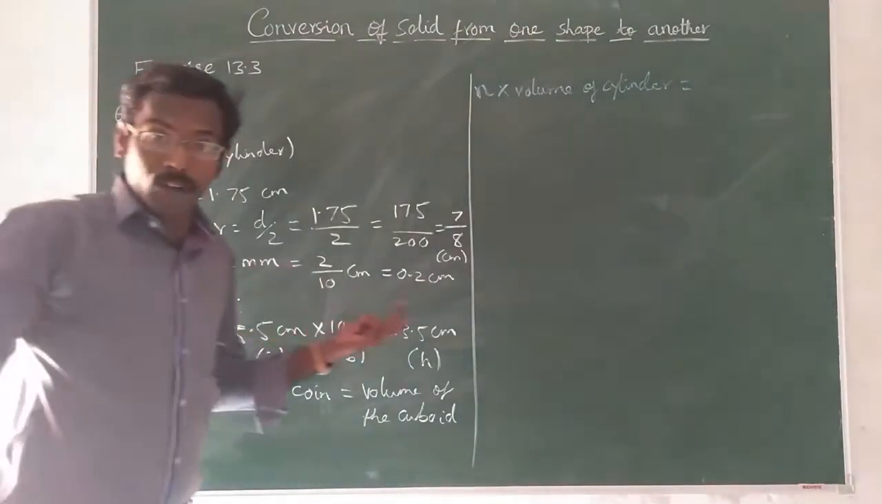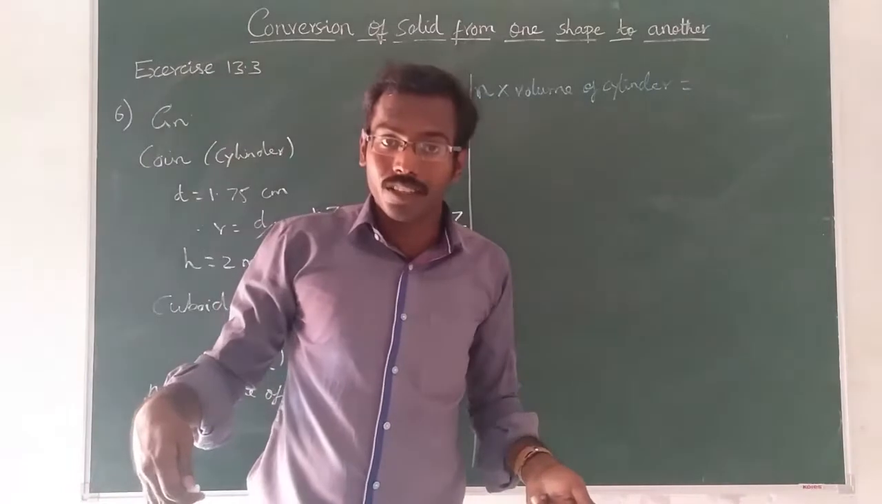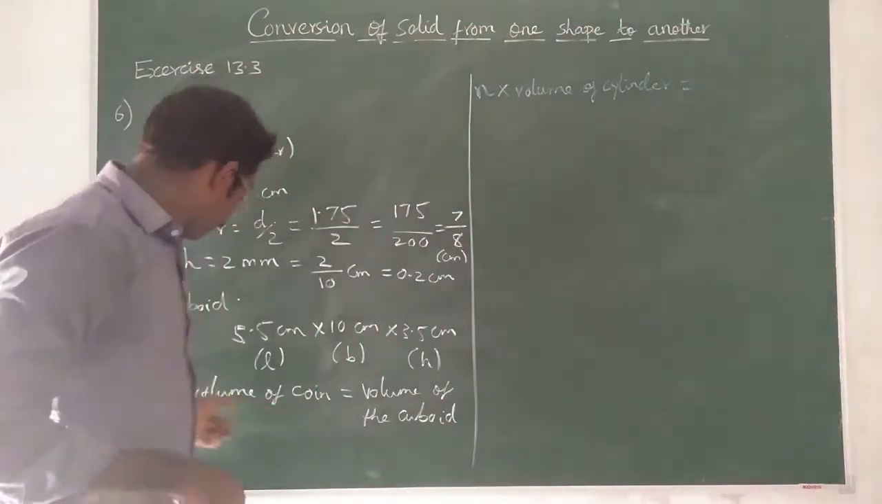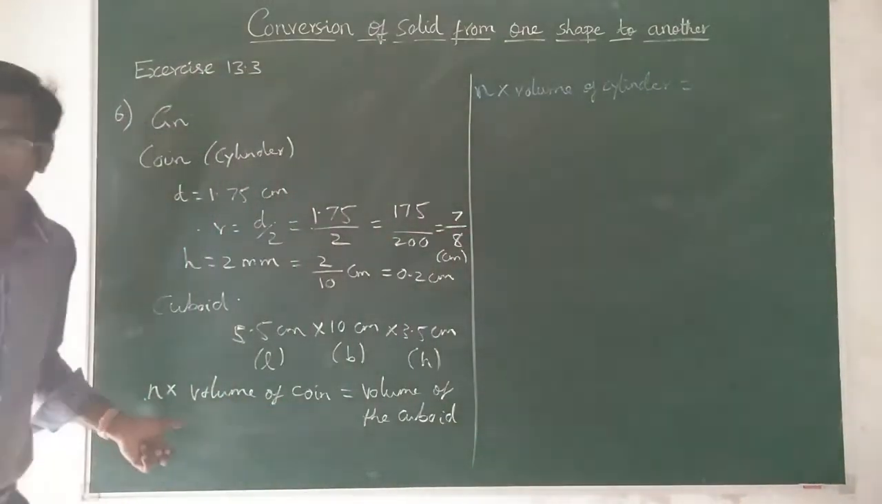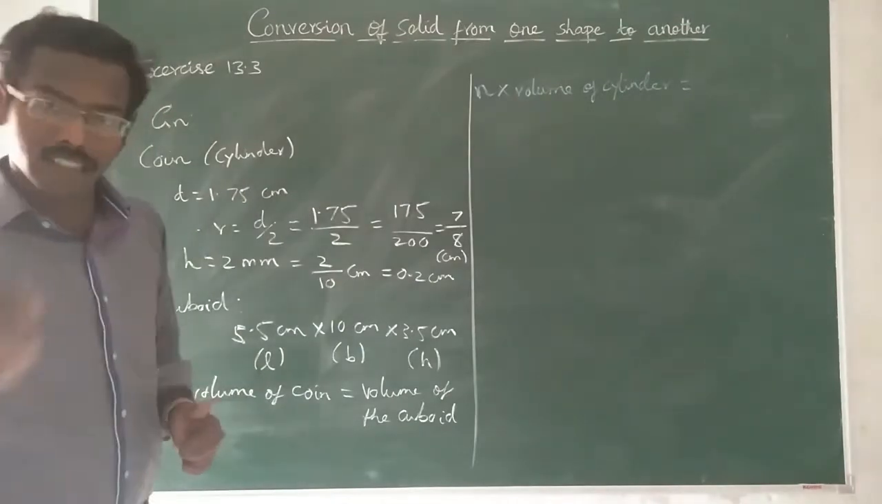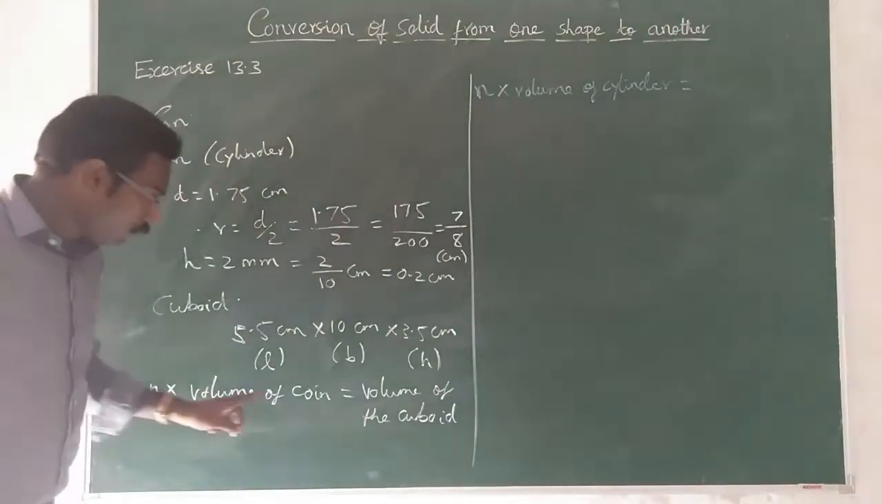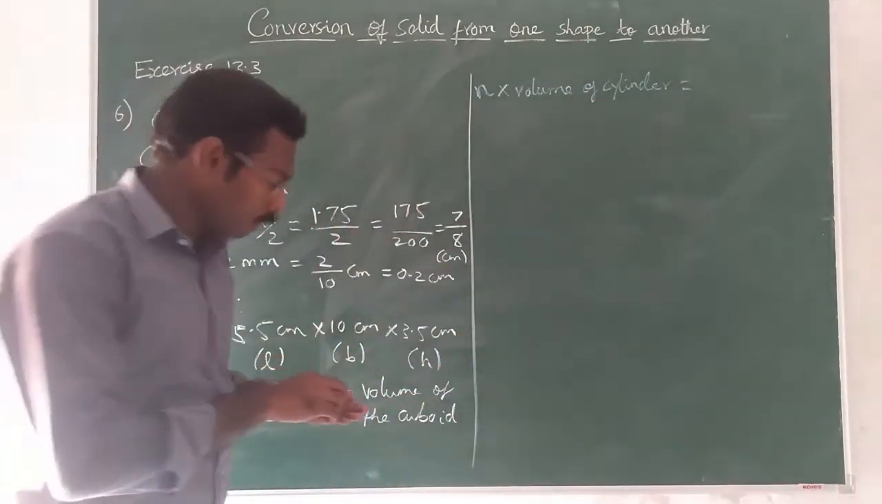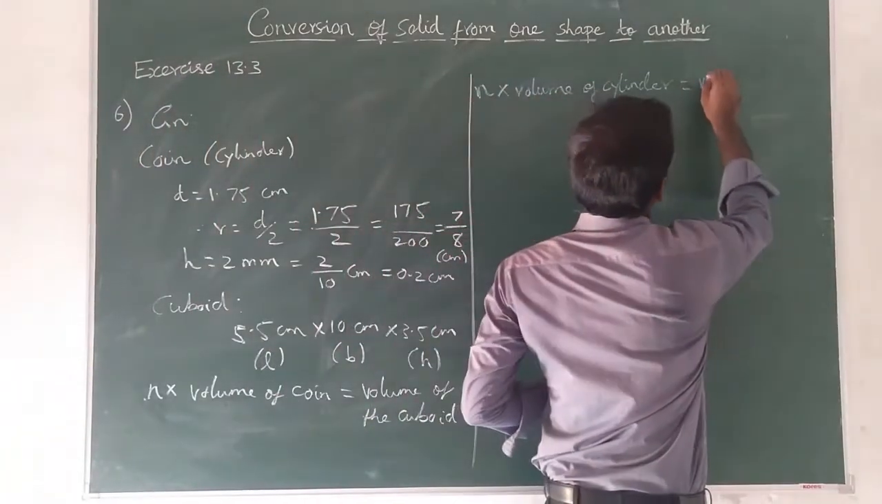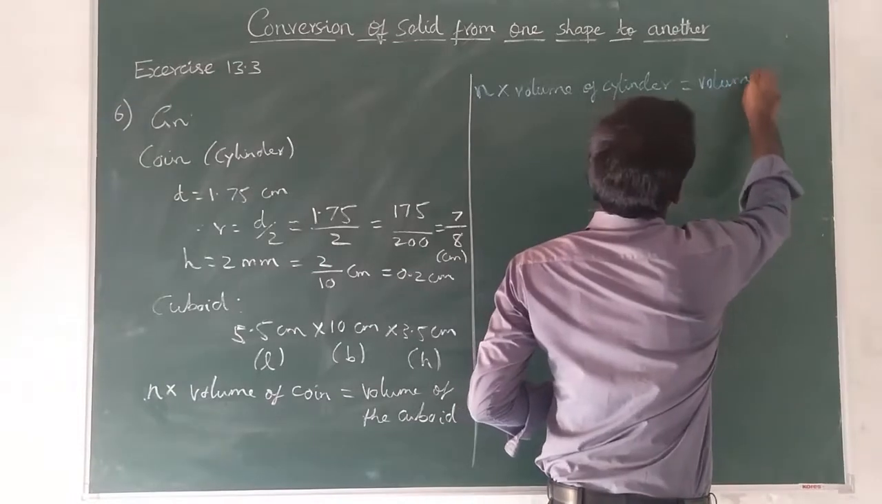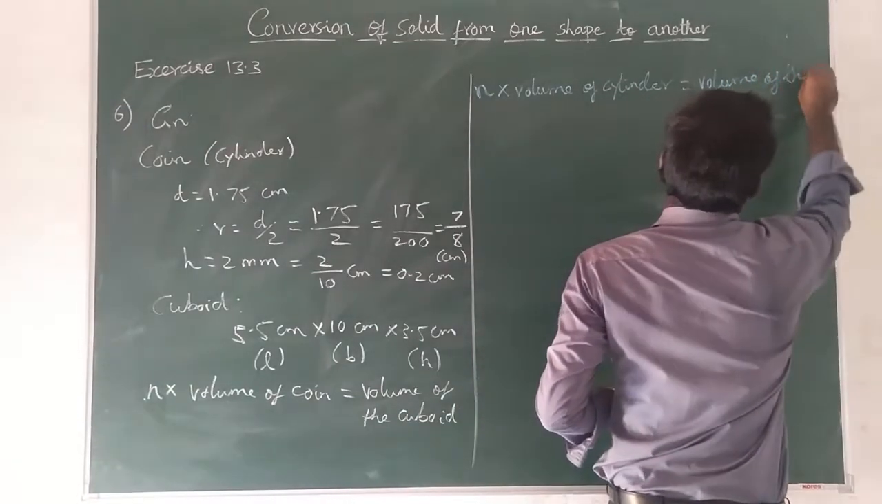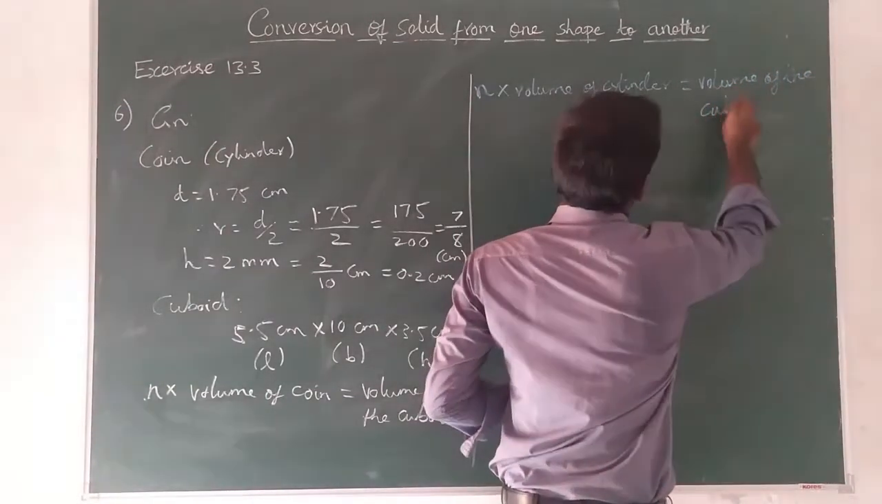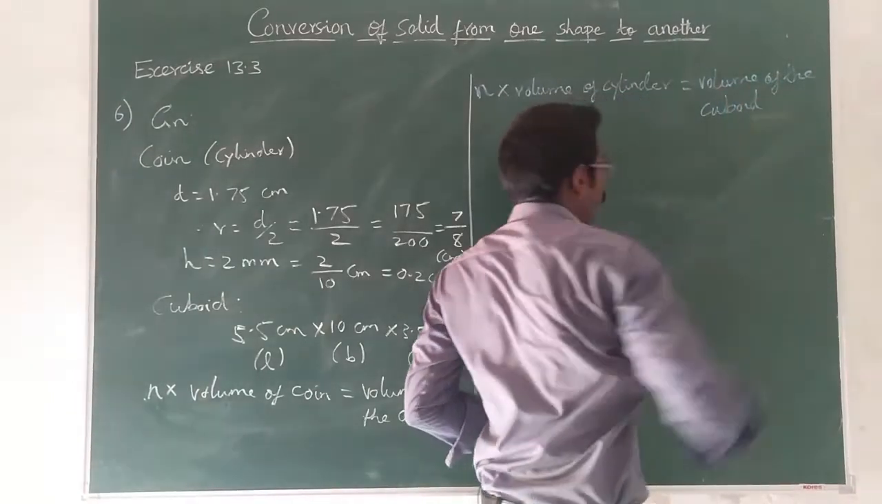This n we don't know. That is only we are going to find. So we are keeping it as a variable n. Understood? N number of coins. Clear? So volume of coin is nothing but volume of the cylinder. So n into volume of cylinder is equal to volume of the cuboid.